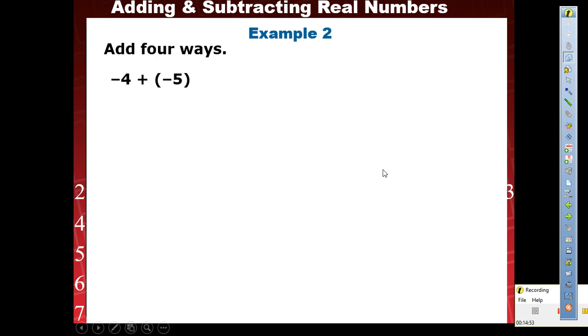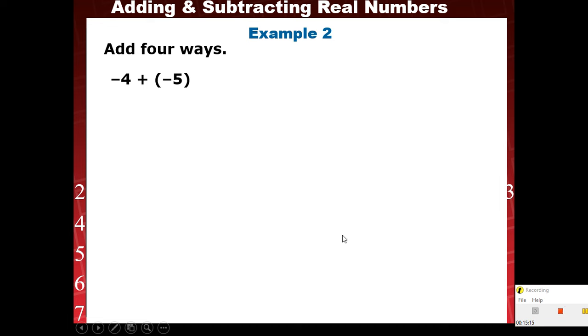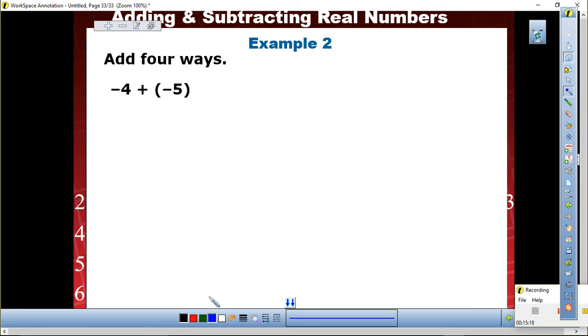Example number 2. -4 plus -5. Do that 4 ways. I'll give you a head start, and then I'll go over to confirm that you got this. Go. So copy that and simplify that by yourself. Go. All right, let's see where we're at.